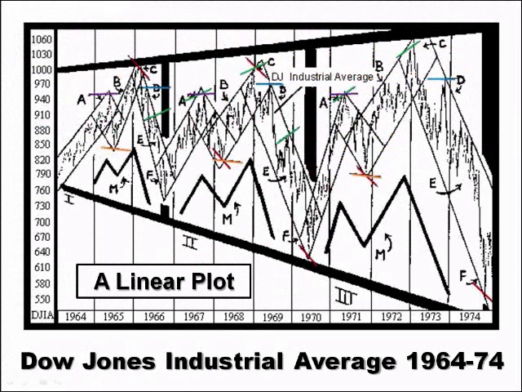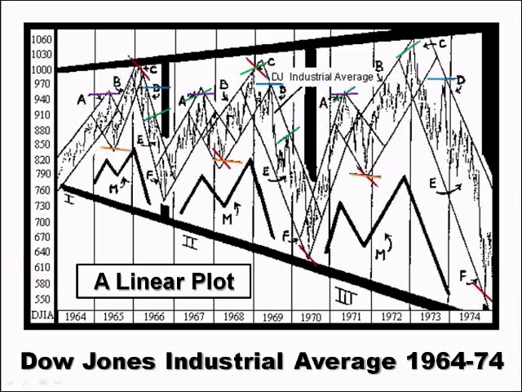So here's a Dow Jones Industrial Average, a linear plot rather than a log plot. The log plot gets smaller and smaller as it goes up, and it conceals things a little bit better. So we have here 64 to 74, 11 years. Now, when the New York Stock Exchange first got their computer online back in '64, the Dow Jones Industrial Average was set up on the computer. So the computer did its thing.